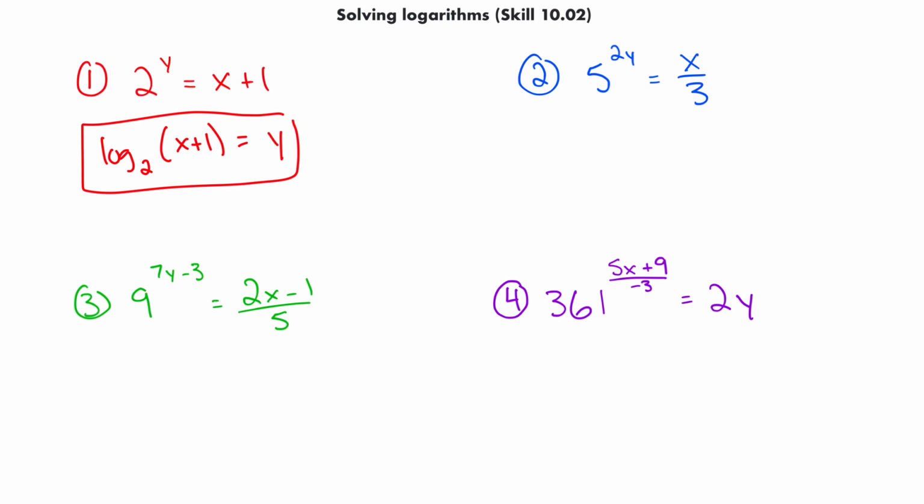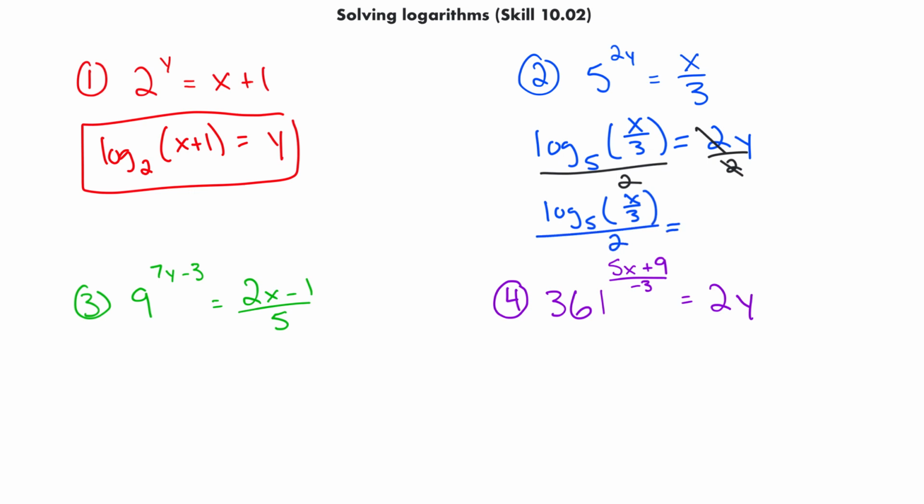Problem number 2, same thing. I want to solve for y. Y is an exponent. Therefore, I have to convert it from exponential form to logarithmic form. So this is going to turn into log base 5 of x over 3 is equal to 2y. Y is not isolated. There's a 2 in front of it, so I'm going to have to divide both sides by 2. And even though it pains me to write this, log base 5 of x over 3, all divided by 2, which you will learn is simplifiable, you just don't know how to do it yet, is equal to y. That is my solution.